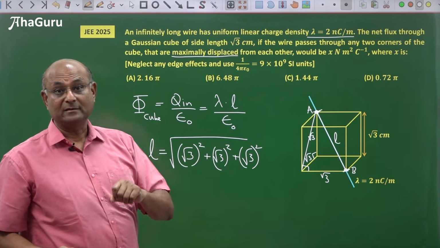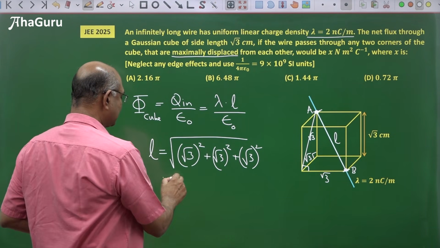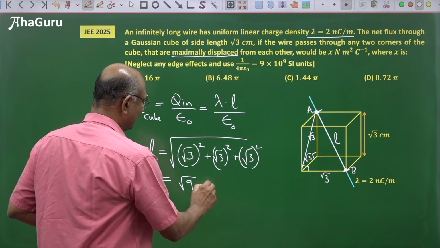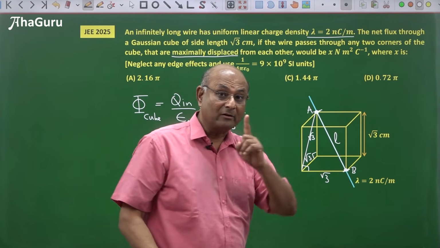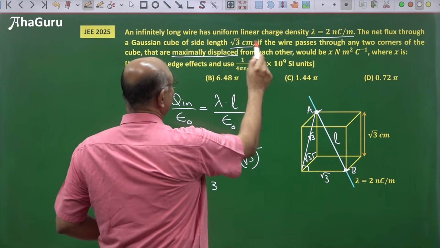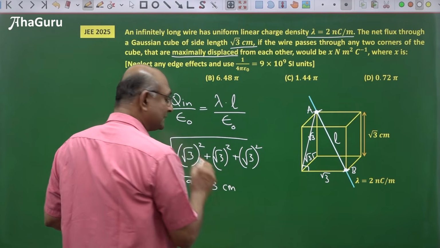How much is this? 3 plus 3 plus 3, 3 into 3, right? This is 9. Root of 9 is 3. So L is 3. Centimeters or meters? That you have to be very careful. Root 3 centimeters. So this is going to be 3 centimeters.